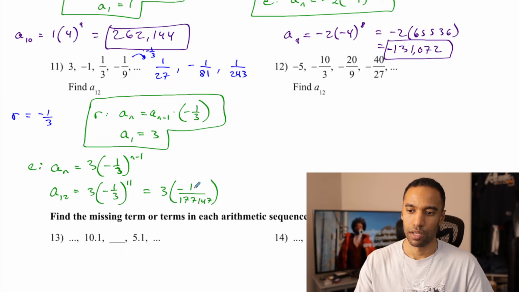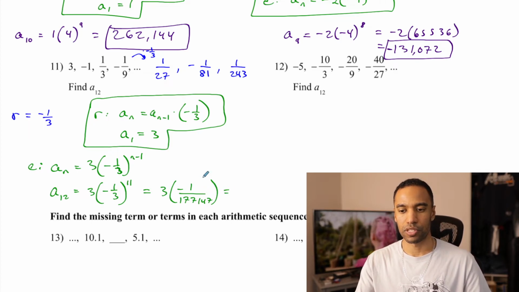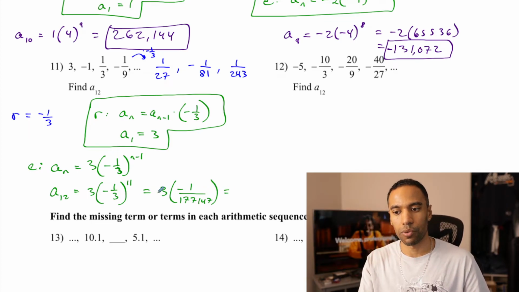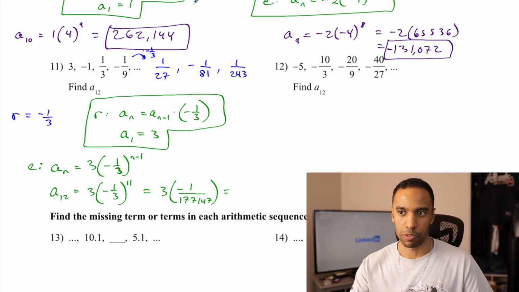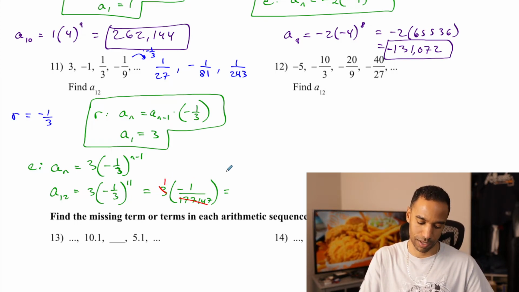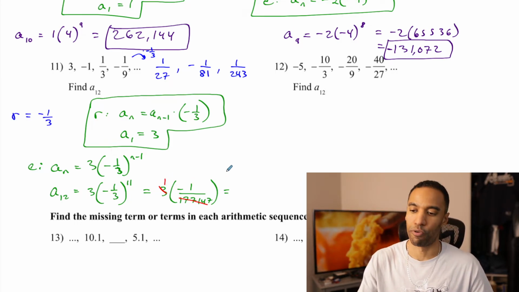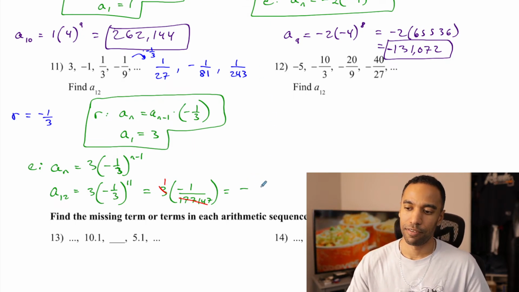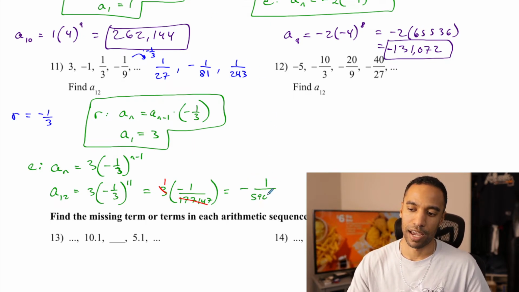177,147. So it becomes negative 3 over this thing. But this can reduce as well, right? You can divide both of these by 3, because clearly this came from 3. So divide both these by 3, and it's 1 over 59049. So this is negative 1 over 59049. Again, we're not putting the decimal of that.